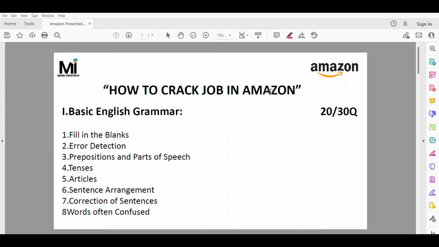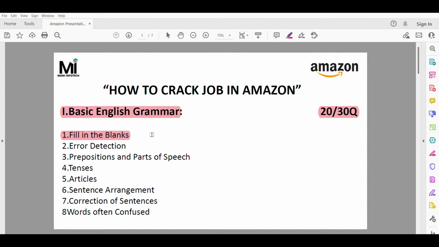The first main test in Amazon will be the basic grammar English test. The test comprises either 20 or 30 questions, depending on the role. The topics in this test include fill in the blanks. What does fill in the blanks mean? We will be given one question with a blank, and for that blank, four options are given, so we have to choose one option. One is the correct answer.